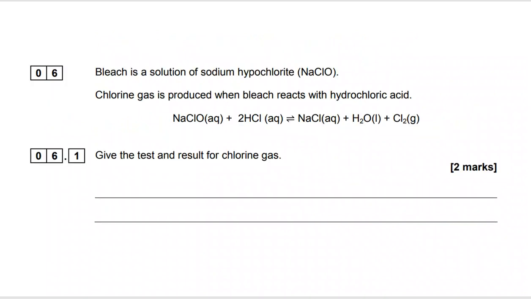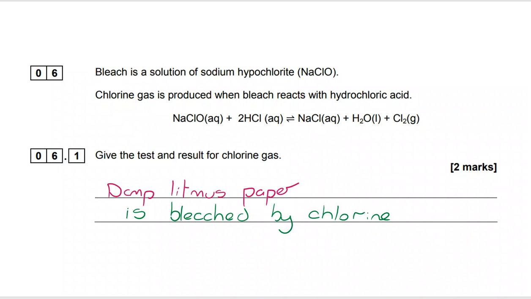So for 6.1, bleach is a solution of sodium hypochlorite, NaClO. Chlorine gas is produced when it reacts with HCl. Give the test and result for chlorine gas. So you've come across this also in the electrolysis of sodium chloride solution or electrolysis of brine experiment. You use damp litmus paper, and if chlorine is present, the damp litmus paper is bleached.